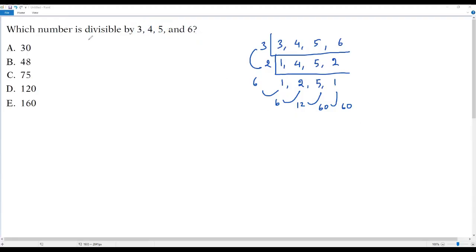Now to get the number which is divisible by all these four numbers, we have to consider the number in the answer choices which is a multiple of the 60, that is the least common multiple. Clearly, 120 is a multiple of 60. So 120 is the number which is divisible by 3, 4, 5 and 6. The correct answer choice for this question is D.